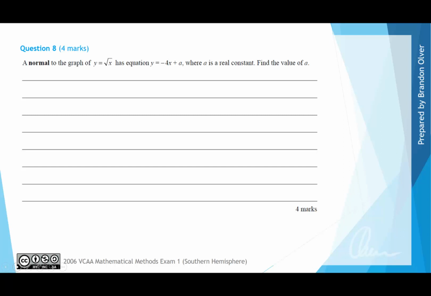So to do this, we first need to remember that the normal and the tangent to a curve have a special relationship. First of all, we know that the gradient of the normal line is equal to negative 4, and that's the coefficient of x just here. And the relationship between the gradient of the tangent line and the gradient of the normal line is that the gradient of the tangent is equal to negative 1 divided by the gradient of the normal. So in this case we have negative 1 divided by negative 4, which equals positive 1/4.